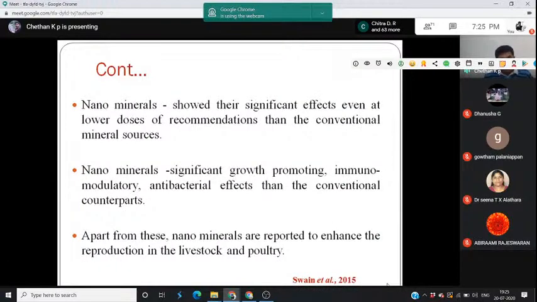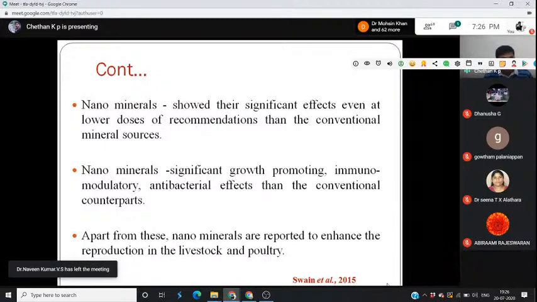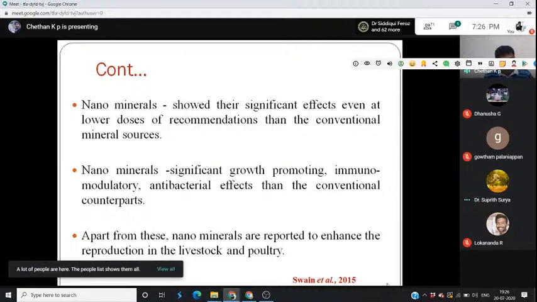So because of all these properties, these nanominerals show their significant effects even at lower dose of recommendation than the conventional mineral sources. So suppose a copper is required at 40 ppm, as a nanomineral it may require only 10 ppm or 20 ppm to fulfill the same function. These nanominerals have significant growth promoting, immunomodulatory, antibacterial effects than the conventional counterparts.